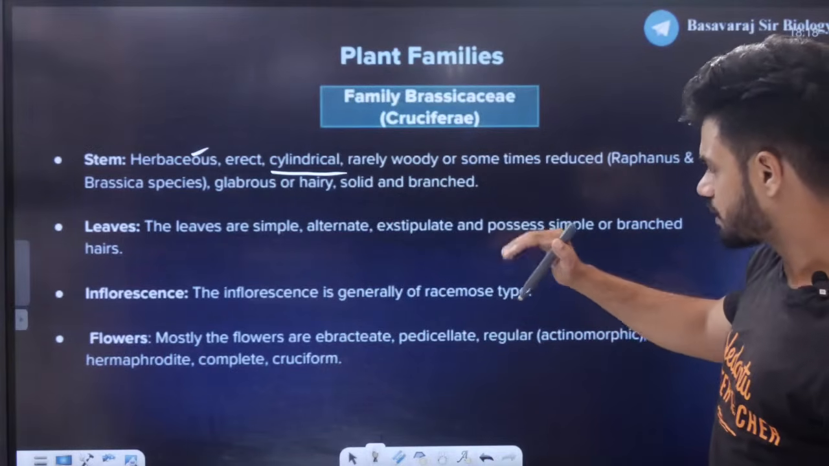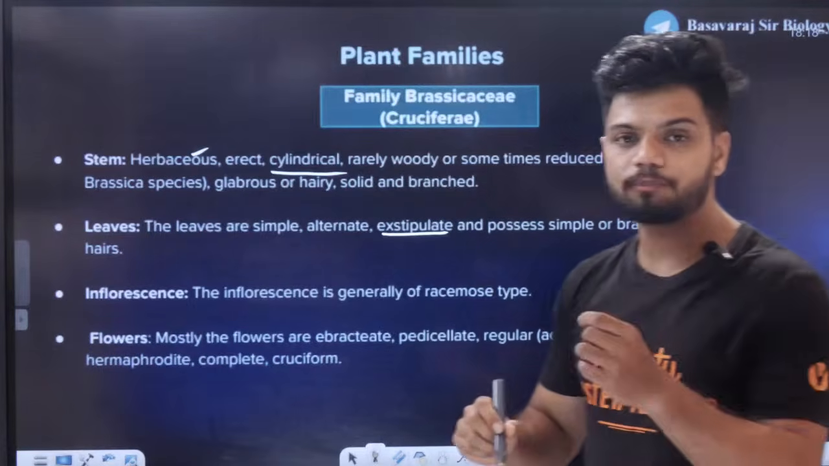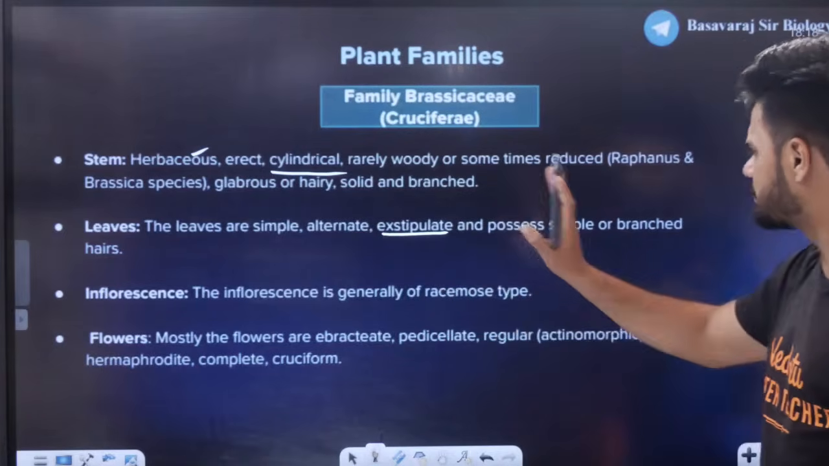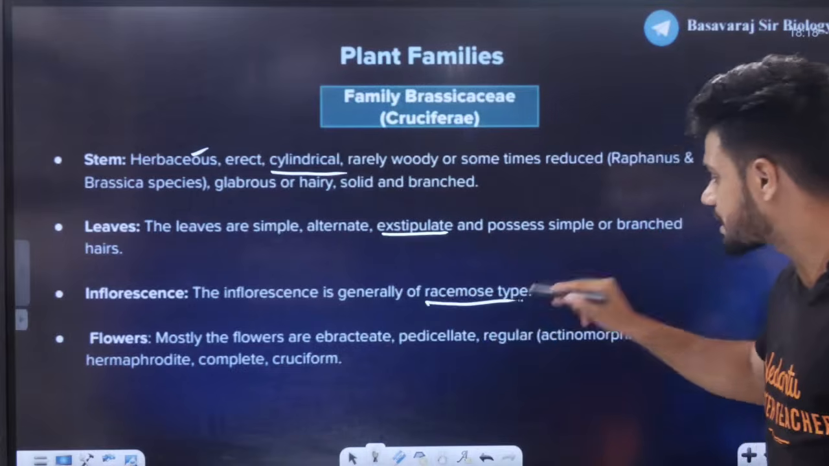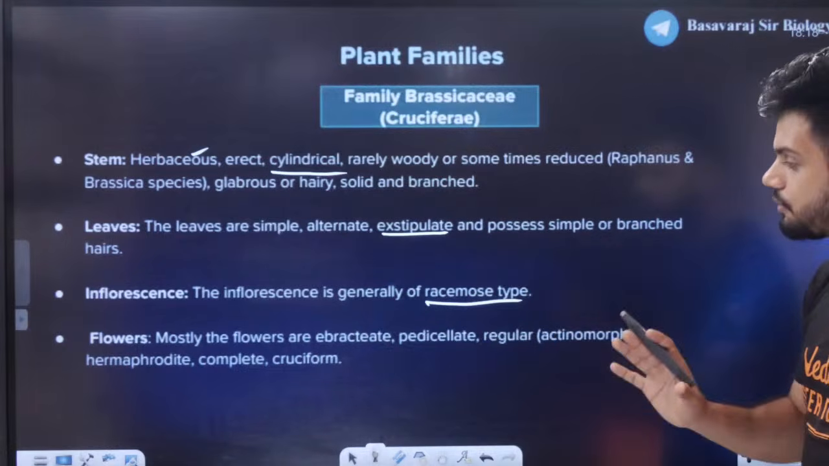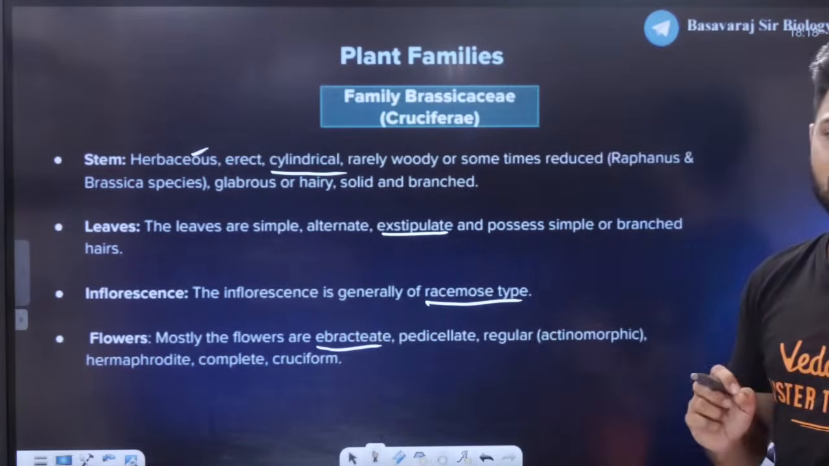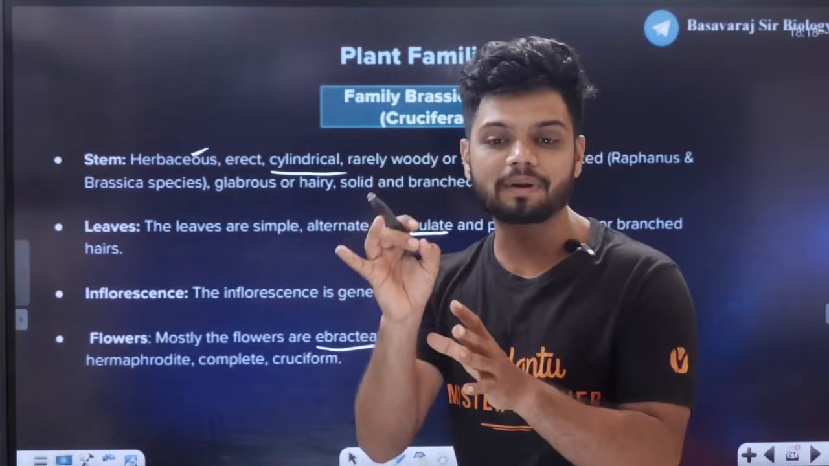Apart from that, let me tell you what is more important here. Exstipulate condition. It means the stipules are absent here. Stipules are absent. Okay, alternate phyllotaxy, simple flower, branched. Inflorescence is going to be racemose type of inflorescence. Flower, most of the flowers are ebractate. Very important line again. That is, the bract is completely absent in the case of your Brassicaceae.